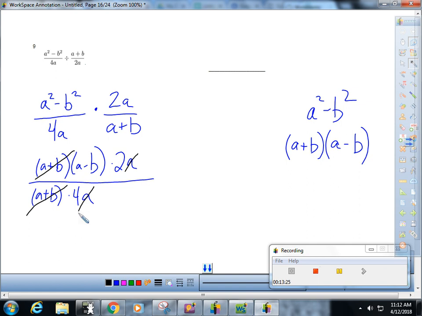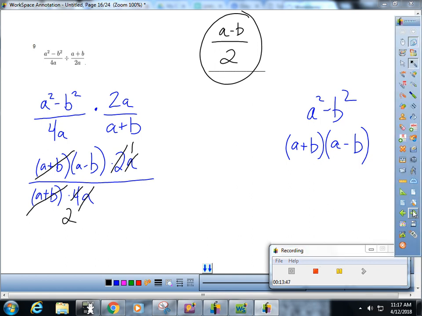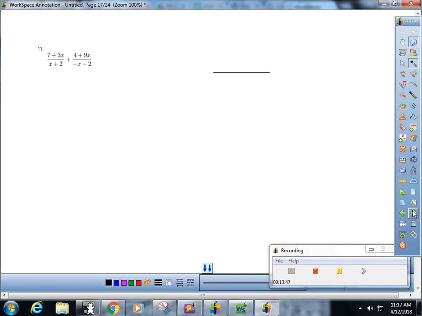Very good, Luca. The 2 is gone. It becomes a 1. And the 4 becomes a 2. So indeed, you get a minus b divided by 2. Okay? All right. Now on to the harder ones. Adding fractions.